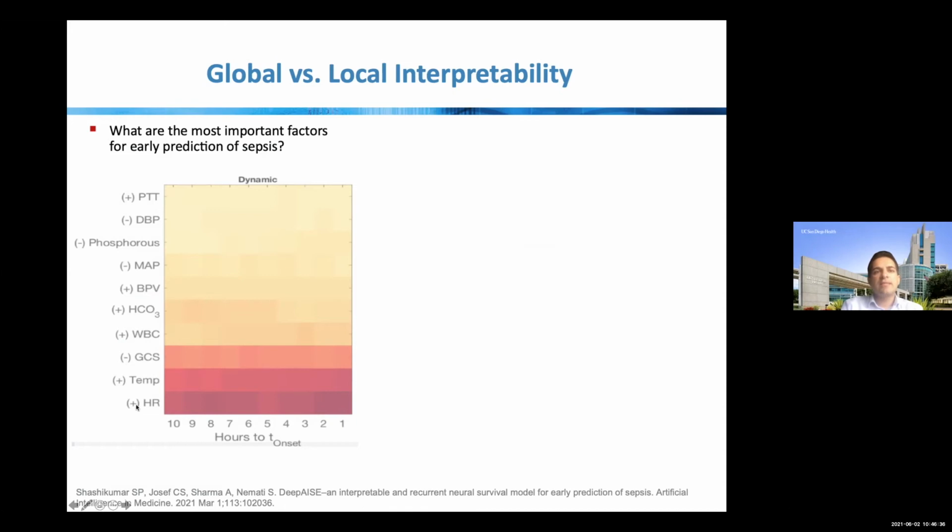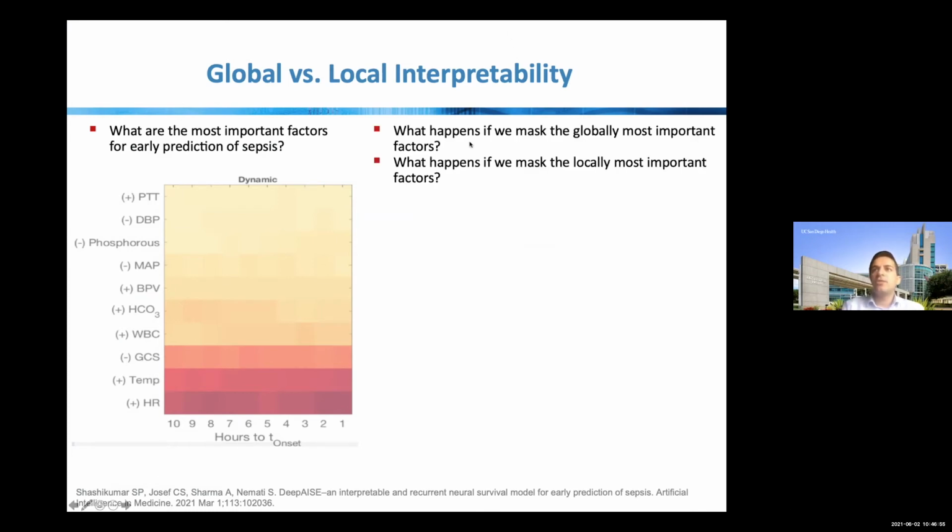And the algorithm is saying that in most of our patients, an increase in heart rate and temperature are associated with sepsis. There are white blood counts, there are other factors that are showing up here. But we wanted to do a little more than just global analysis of what are the top factors.